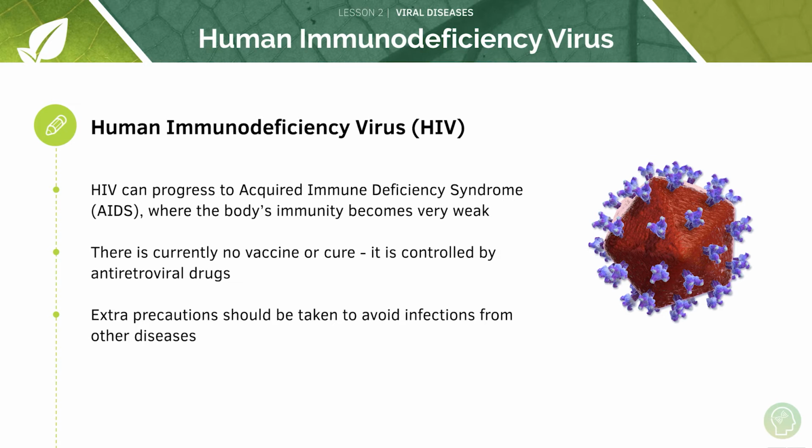So these patients would have to take extra precautions to avoid infection from other diseases, because any disease that they get infected with, their body will be very, very bad at fighting. And so even a common cold could be life-threatening to an HIV sufferer.